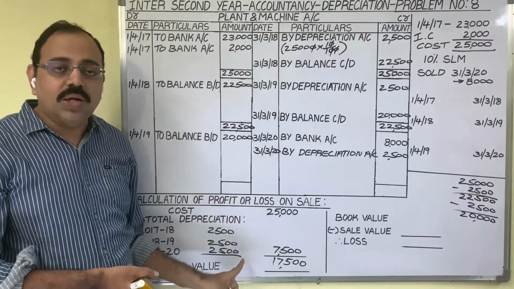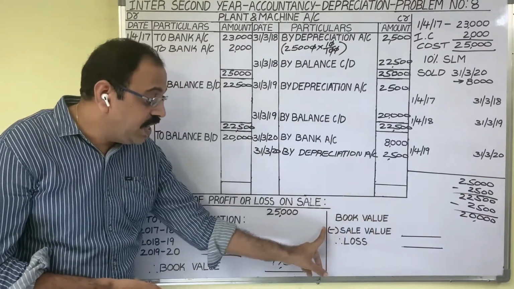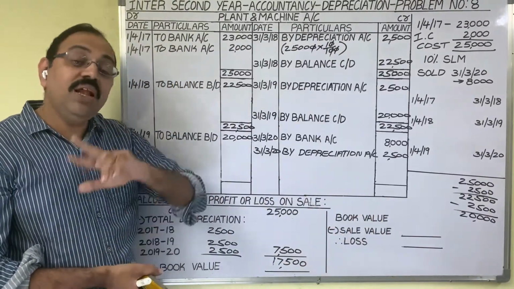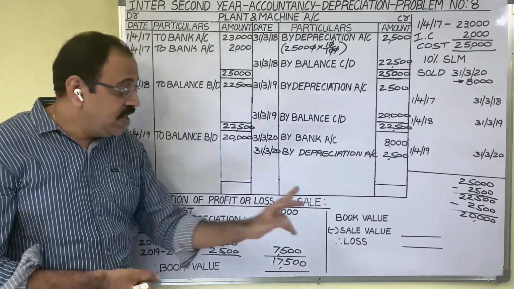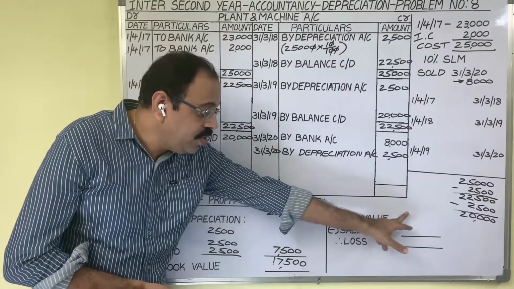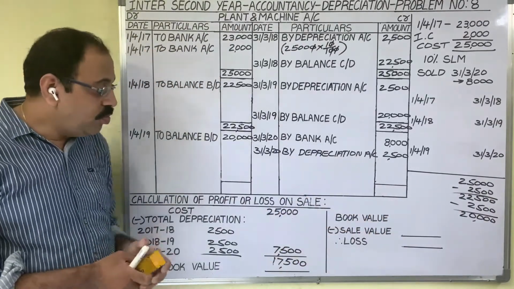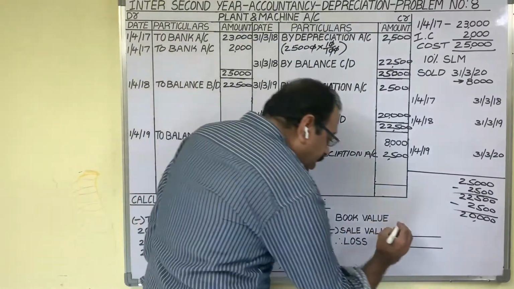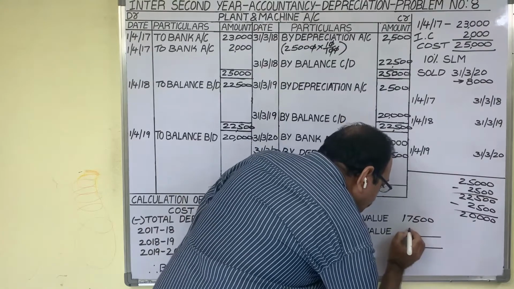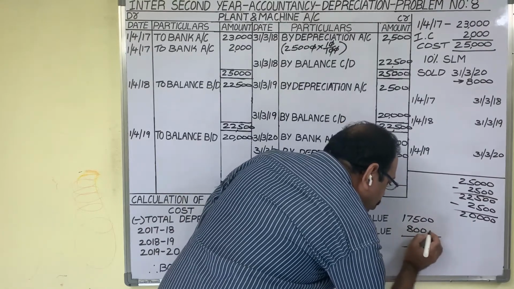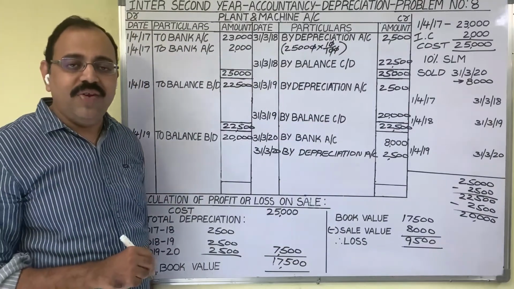When you get a loss, first you have to write the book value, and from that we should deduct the sale value. If the sale value is more, profit comes, no? In that case, first you have to write the sale value, and from that you should deduct the book value. So book value is 17,500 minus sale value 8,000 rupees. So loss on sale is 9,500.